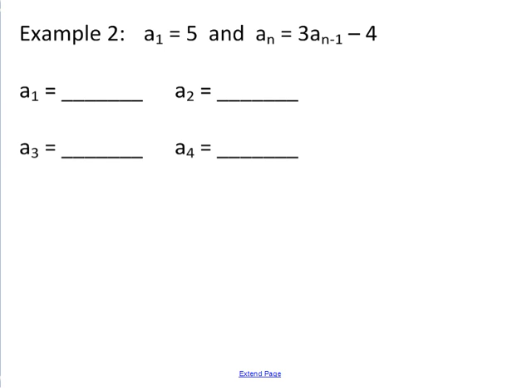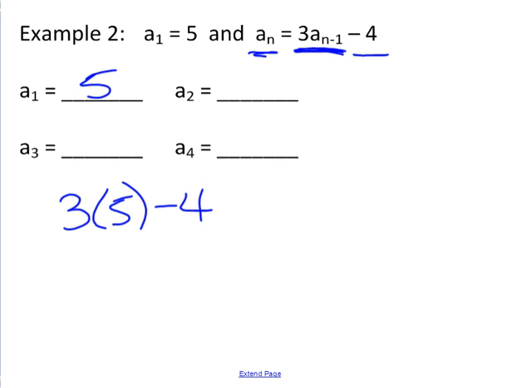Let's do another example with a little bit more complicated formula. So a sub 1 is 5. I already gave you that. Now a sub n says 3 times the prior term and then subtract 4. So I need 3 times the prior term, subtract 4. 3 times 5 is 15, subtract 4, and I get 11.